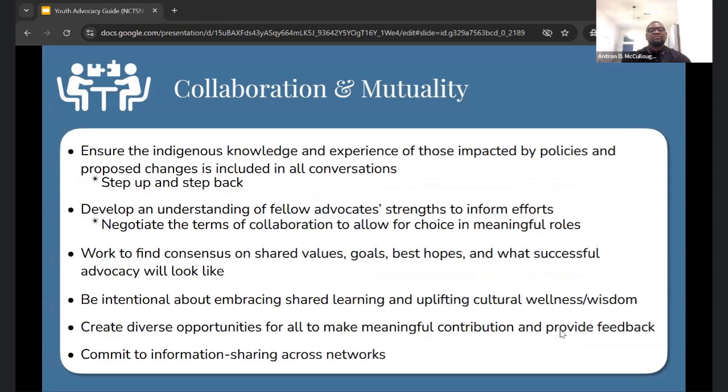Next principle, collaboration and mutuality. Advocacy should be a collaborative process where power is shared between advocates and other individuals. Mutuality emphasizes the importance of recognizing and valuing the individual's input, fostering that empowerment, and active participation in their own advocacy.